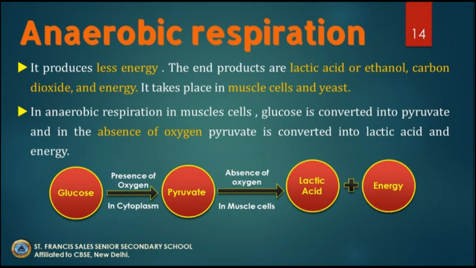So this equation explains what happens in muscle. The first step is common for both aerobic as well as anaerobic respiration. That is glucose, in the presence of oxygen in the cytoplasm, becomes 3 molecules of carbon, that is pyruvate. The second step is different. In muscle cells, in the absence of oxygen, or of course, we can say lack of oxygen also, the product is lactic acid plus energy. Of course, energy is released.